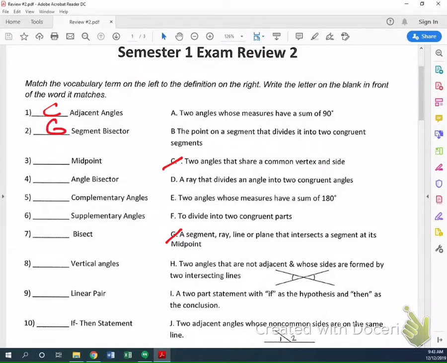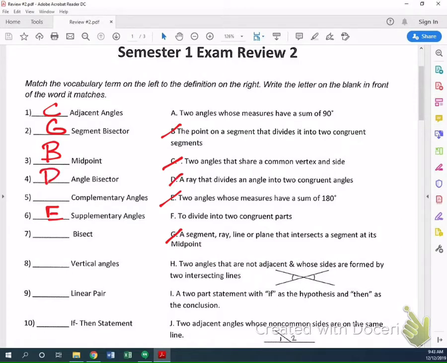Midpoint is the point on a segment that divides it into 2 congruent segments. That's B. Number 4, 2 angles whose measure has the sum of 180 is actually supplementary angles. Did you say E or D? D is correct. Yeah, D as in dog.